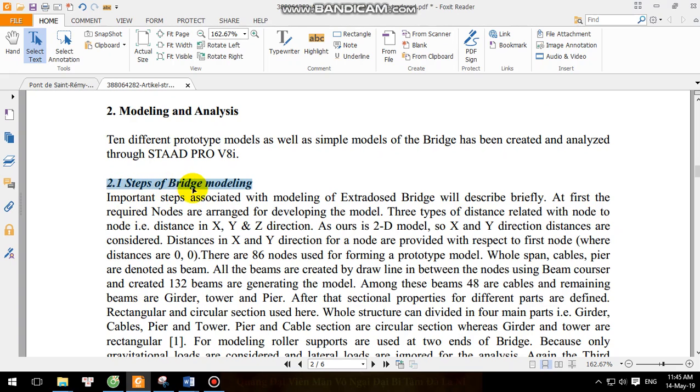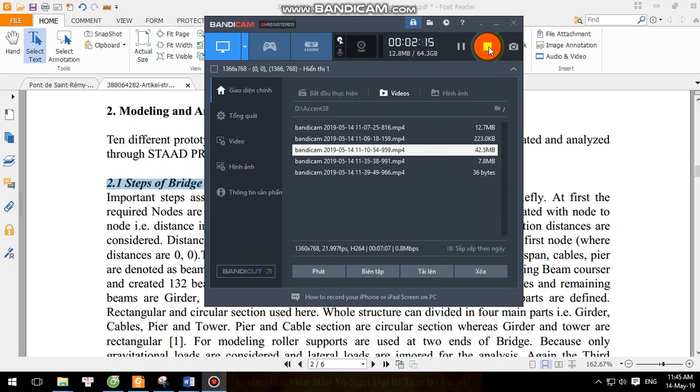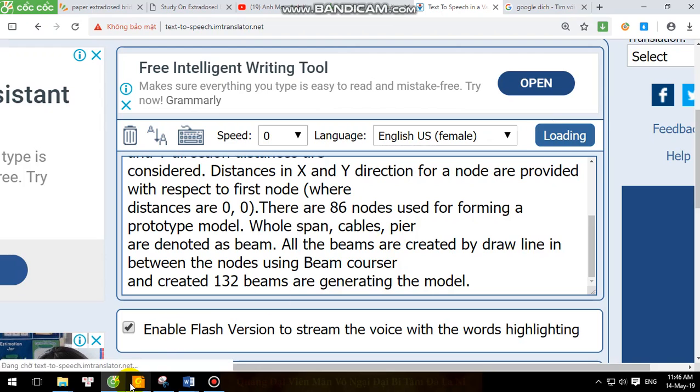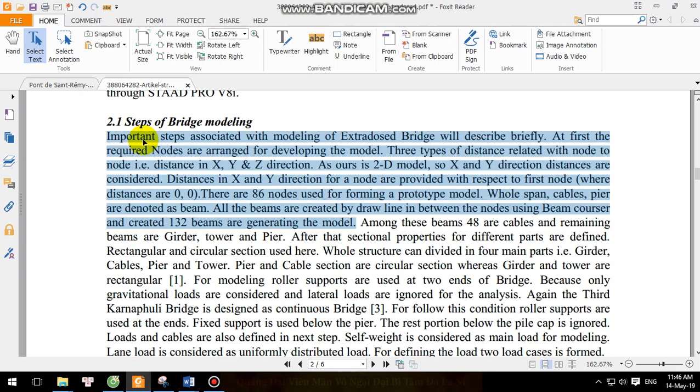2.1 Steps of bridge modeling. Important steps associated with modeling of an Extradosed bridge will be described briefly. At first, the required nodes are arranged for developing the model. There are 3 types of distance related to node to node, that is distance in x, y, z direction. As ours is a 2D model, only x and y direction distances are considered. Distances in x and y direction for a node are provided with respect to the first node, where distances are 0, 0.